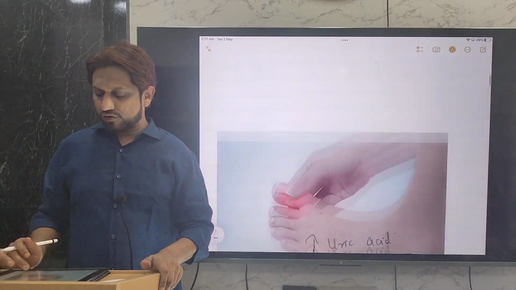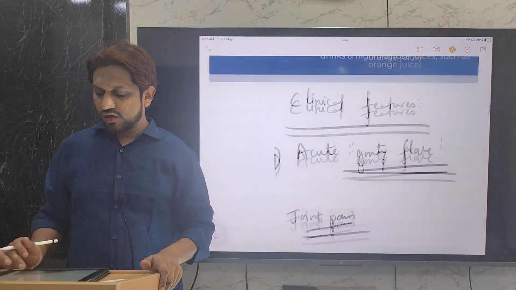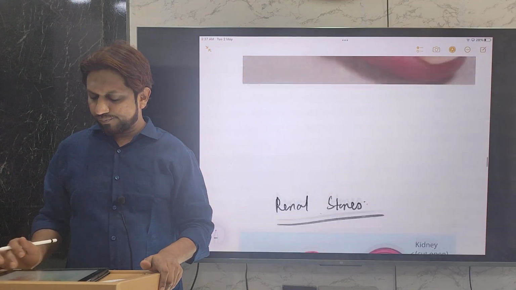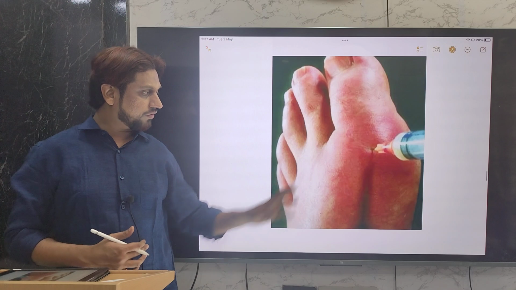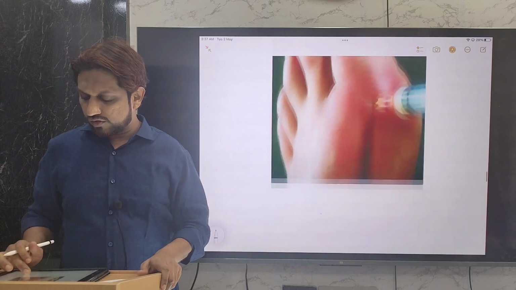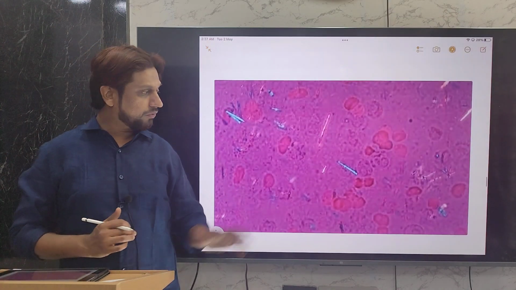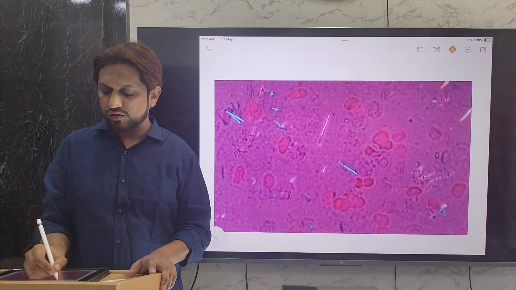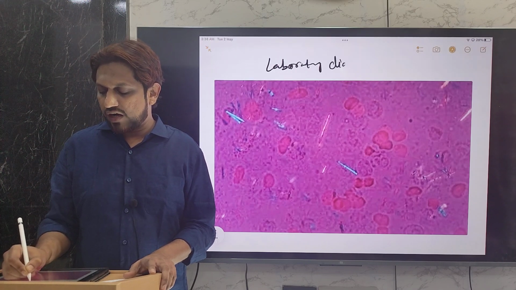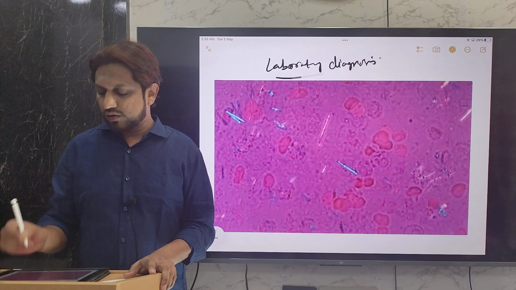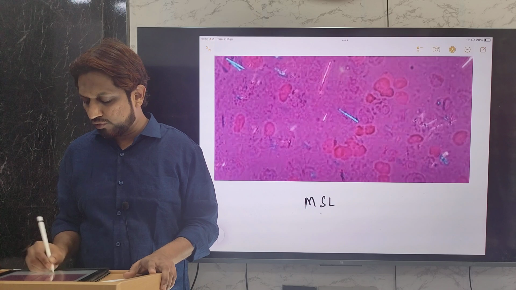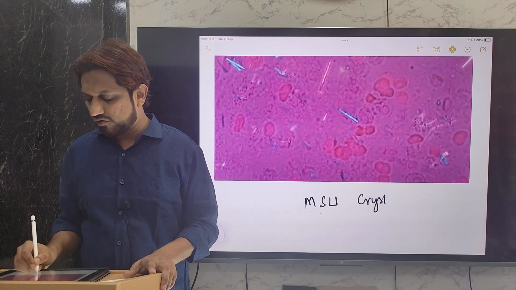So the gold standard for the laboratory diagnosis here is needle aspiration of the synovial fluid from the inflamed joint and microscopic examination. From this, the synovial fluid is removed and observed under the microscope, that is the laboratory diagnosis. So the diagnostic gold standard feature is confirmation of the monosodium urate crystals in the synovial fluid.